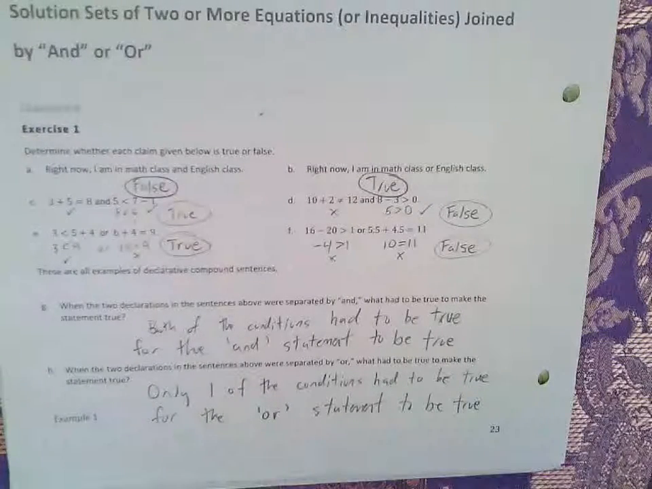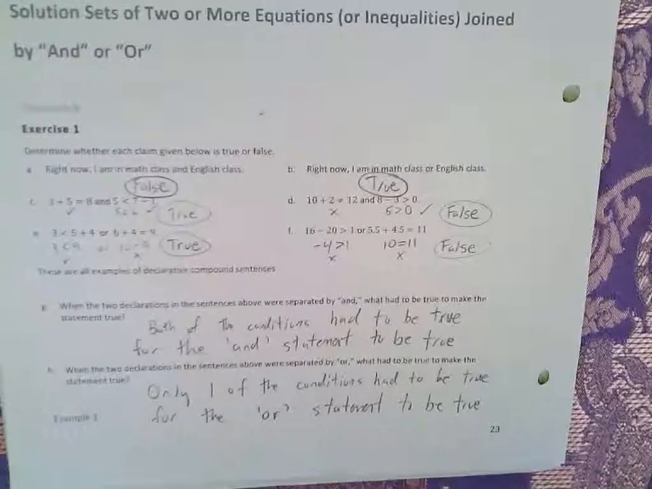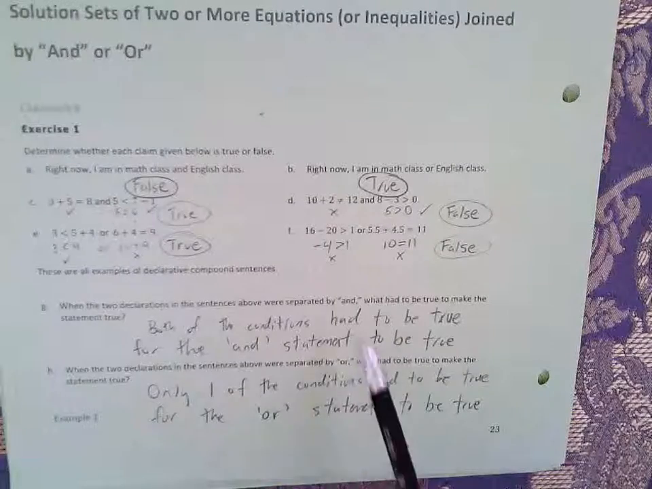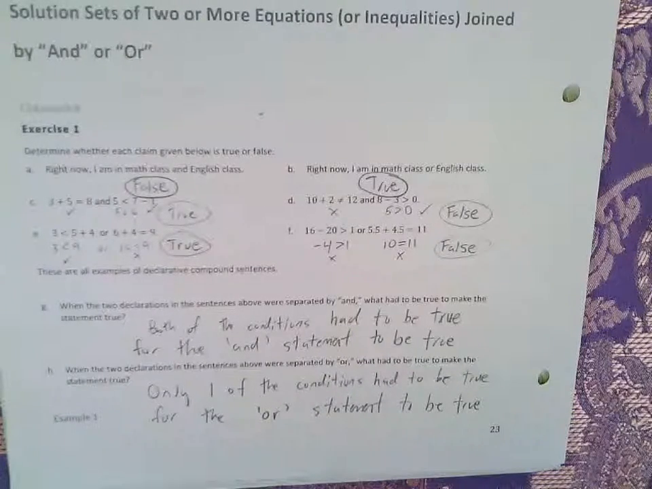So take a look at your answers and compare them to mine, and see if either you or I got anything different, because then one of us is going to be wrong. We'll need to get to the bottom of this. But basically what this comes down to, if I go on to G and H, is that in order for an AND statement to be true, both of the conditions have to be true. However, only one of the conditions has to be true for an OR statement to be true.